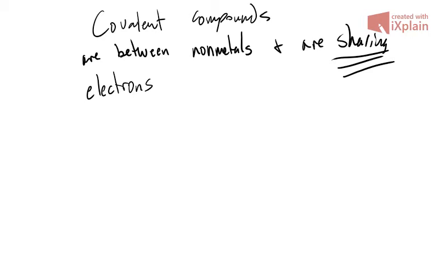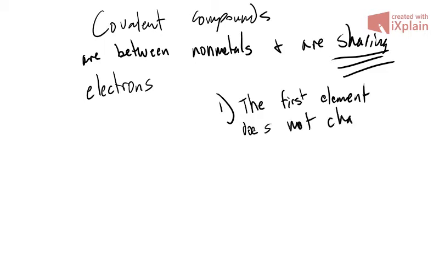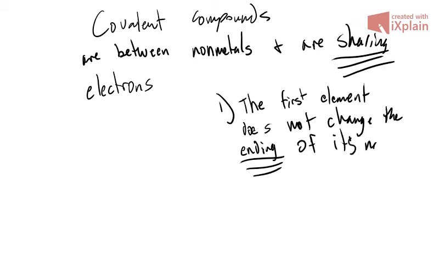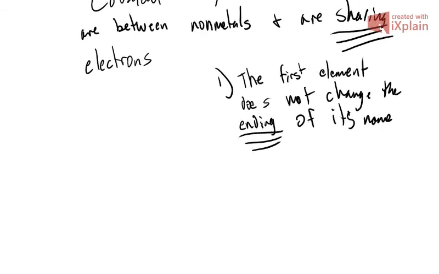Now, the rules for naming. Okay, the first rule is the first element does not change the ending of its name. Okay, the first element does not change the ending of its name. Okay, the beginning may change, but the ending does not.